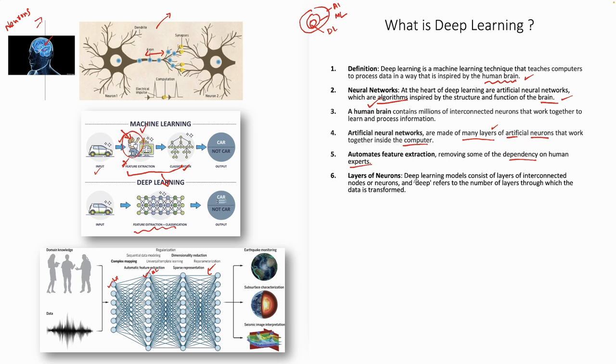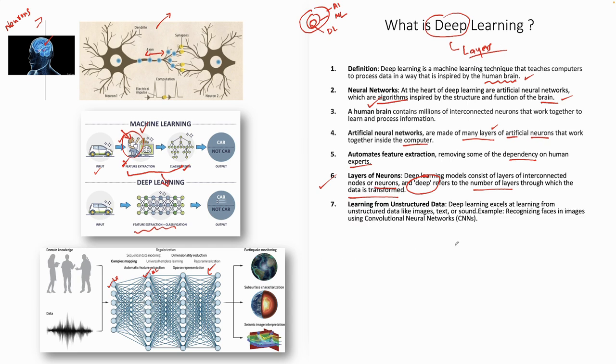Okay, now the thing is, what are these different layers of neurons? In the next lecture, we will study neural networks, so you'll get more understanding. But deep learning models consist of layers of interconnected nodes or neurons, right? As you saw, they are all interconnected. And deep refers to the number of layers through which the data is transformed. That is how you get the word deep, because there are multiple layers that the data has to go through as part of the data transformation. So that is why it is called deep learning.